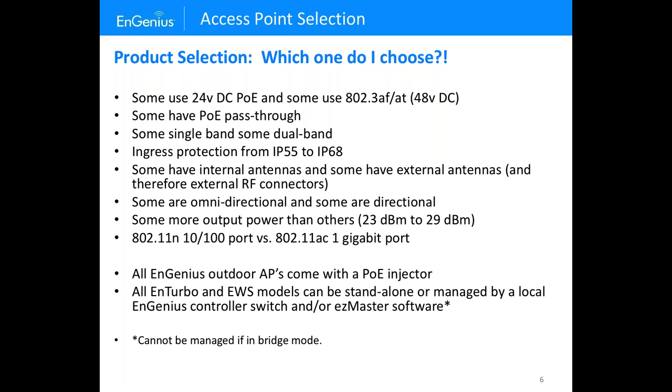Then some have internal antennas, some have external antennas. The big advantage of external antennas is that you may want to use the RF connectors and run a third-party antenna. So if you need to do that, you want the ones with external antennas. Some are omnidirectional, and the external antenna ones are omni, or some are directional. If you're doing bridging, you'd go with directional. Sometimes you can go directional even as an access point, if you want to sectorize your coverage.